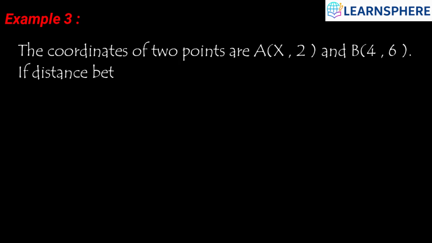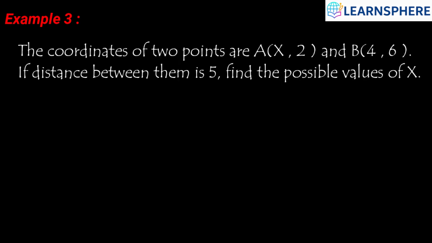Let's go on to example 3, where we have the question: the coordinates of 2 points are A, which has the coordinate of (x, -2), and B, which has the coordinates of (4, 6). If the distance between them is 5, find the possible values of x. For this question, we have to form an equation.